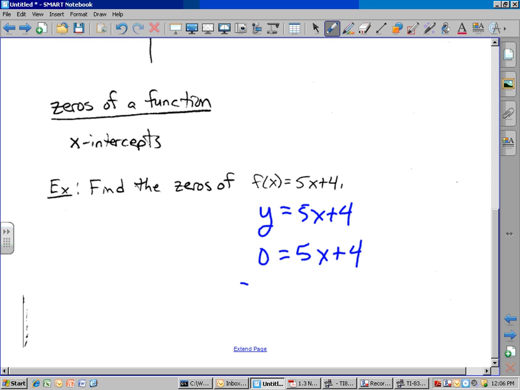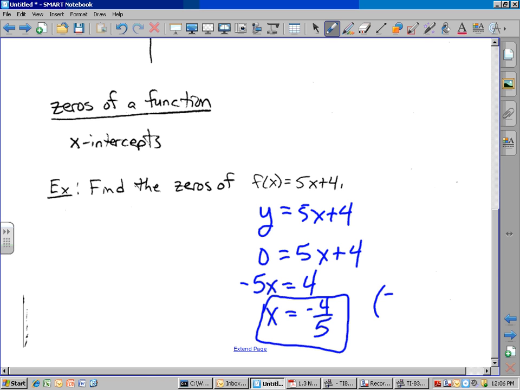Solving for x, we get x equals negative 4 fifths. So that is the 0, negative 4 fifths, which also tells us that we have an x-intercept of negative 4 fifths, 0. The point is the x-intercept. The x value is the 0. Any questions on the zeros of a function?